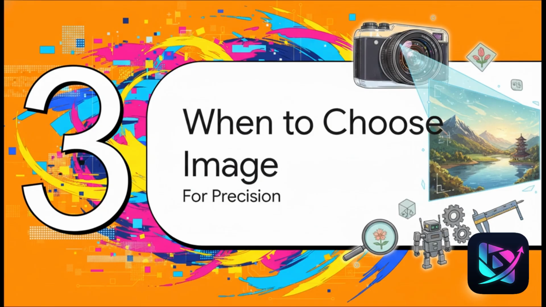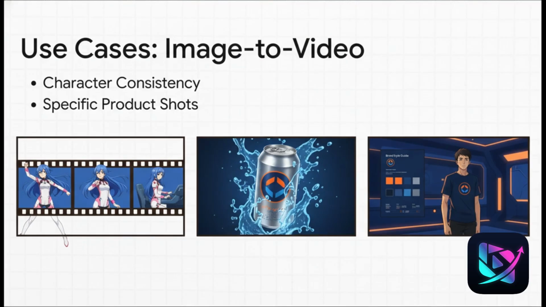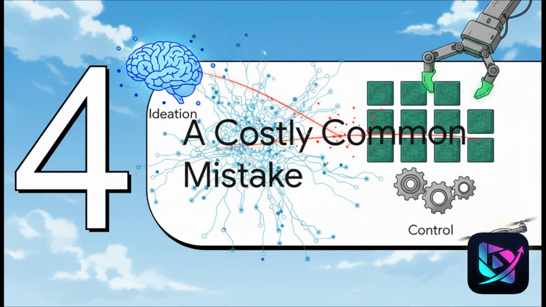Okay, so now let's flip the script and talk about that control workflow. When is starting with an image not just a good idea, but absolutely non-negotiable to get the result that you need? Well, the control workflow is absolutely essential in three main areas. First, character consistency. If your character has to look the same from one shot to the next, you need this. Second, specific product shots, where that item has to look identical every single time. And, this is a big one, for matching brand aesthetics, when your video must align perfectly with a very specific pre-existing style guide.